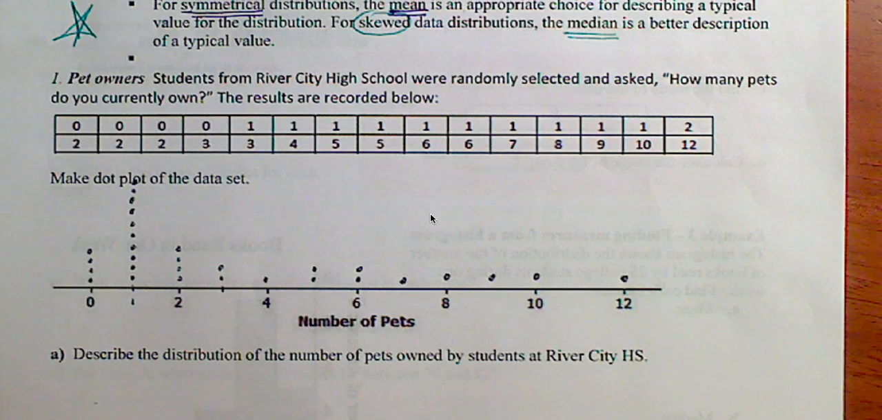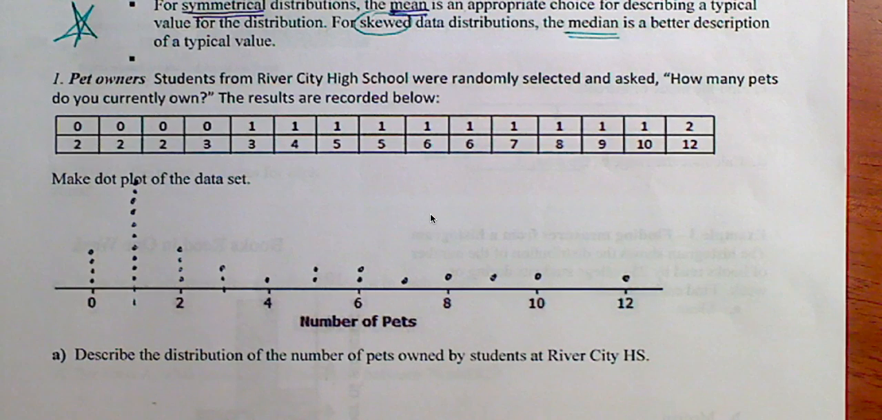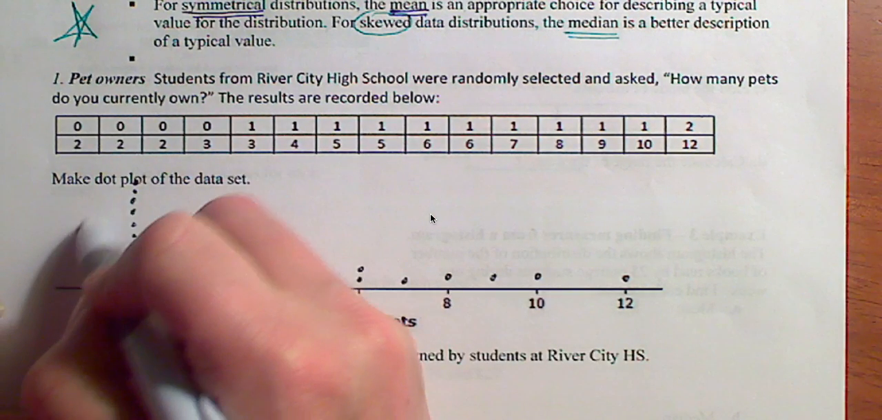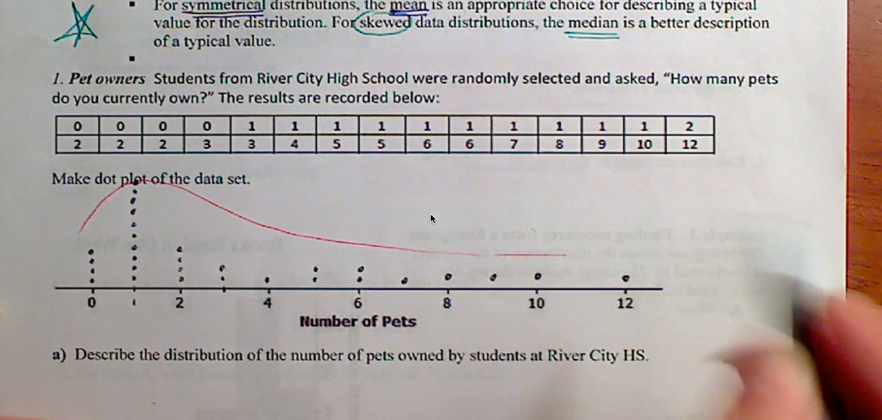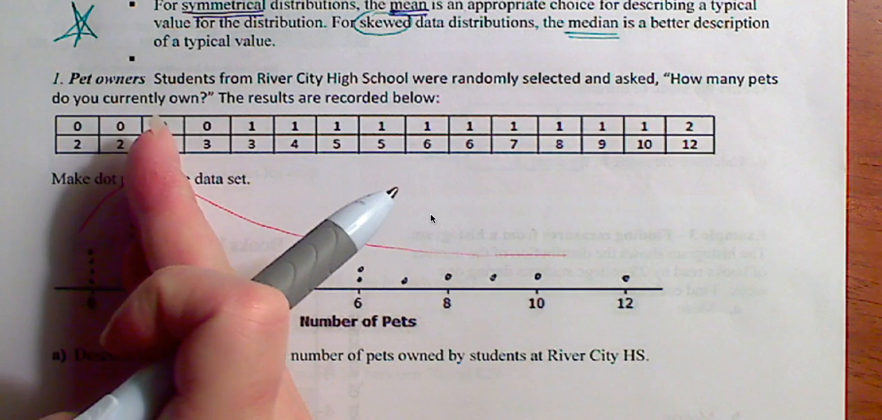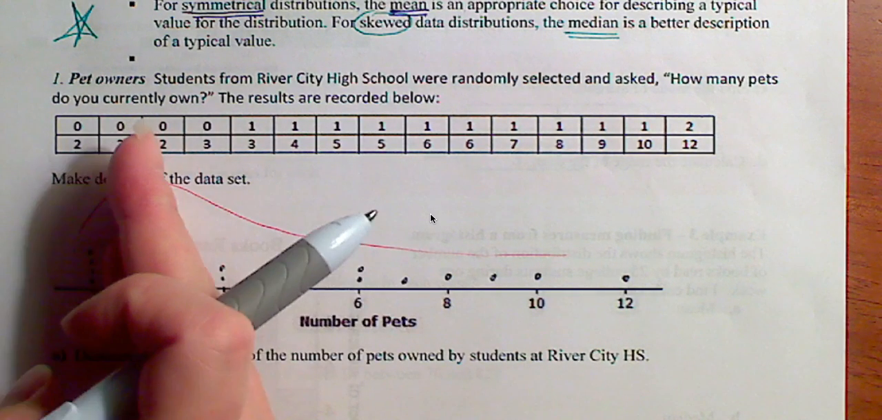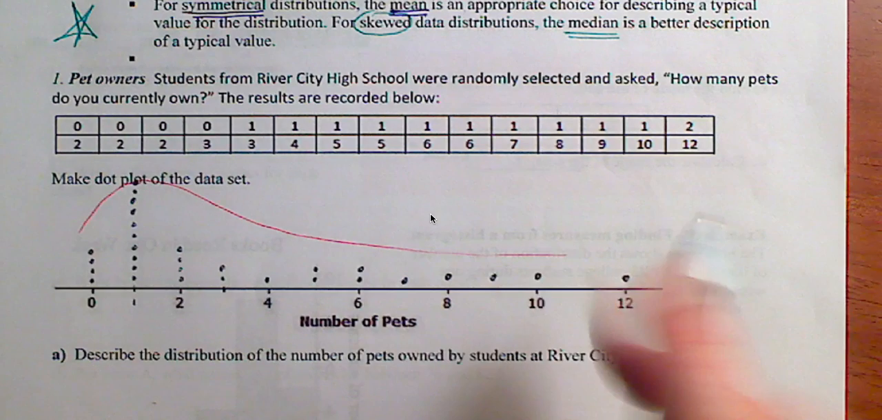And you can see the shape that's going on here. Okay, so if you had to draw it, how could you describe the distribution of the number of pets owned by students at River City High School? Would it be symmetrical, left skewed, or right skewed? Okay, so let's imagine it's going like this. So the highest value is towards the left, but we don't call it left skewed. It's not based on the high value, it's based on the tail.